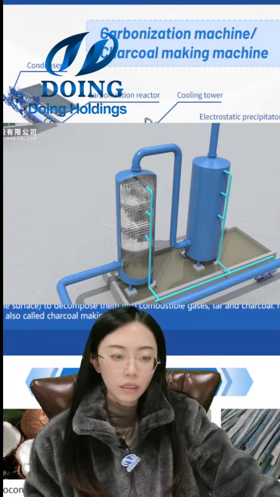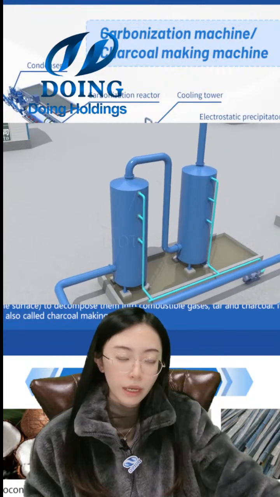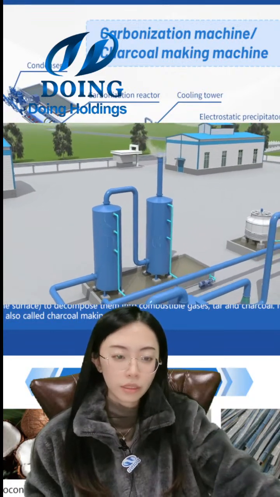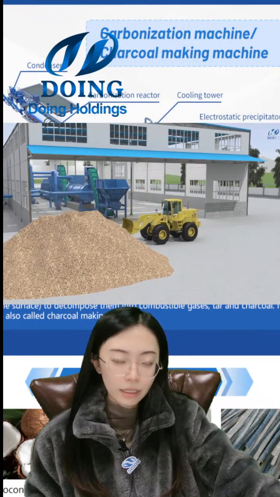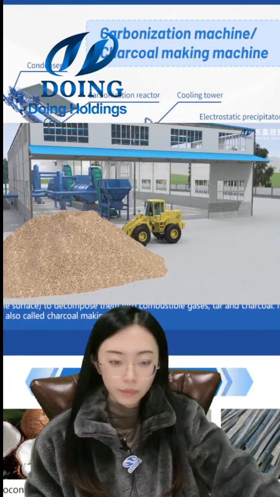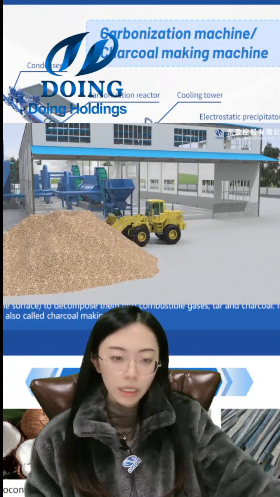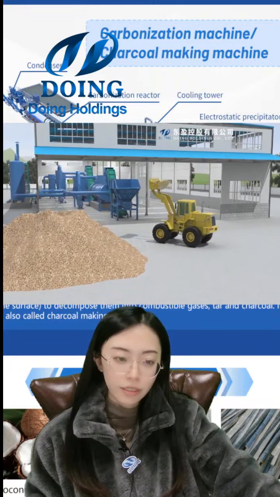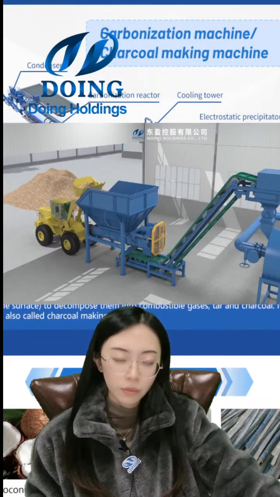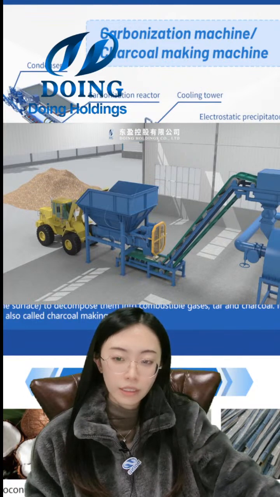The gas that is produced by this production, we call it the syngas, we can recycle it as the heating source for the drying machine and the carbonization furnace. And the smoke, we will use the purification system to release.